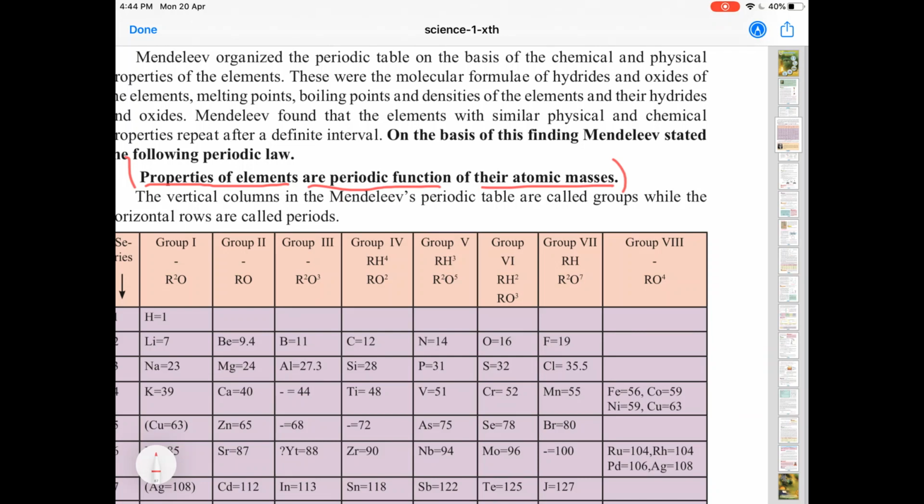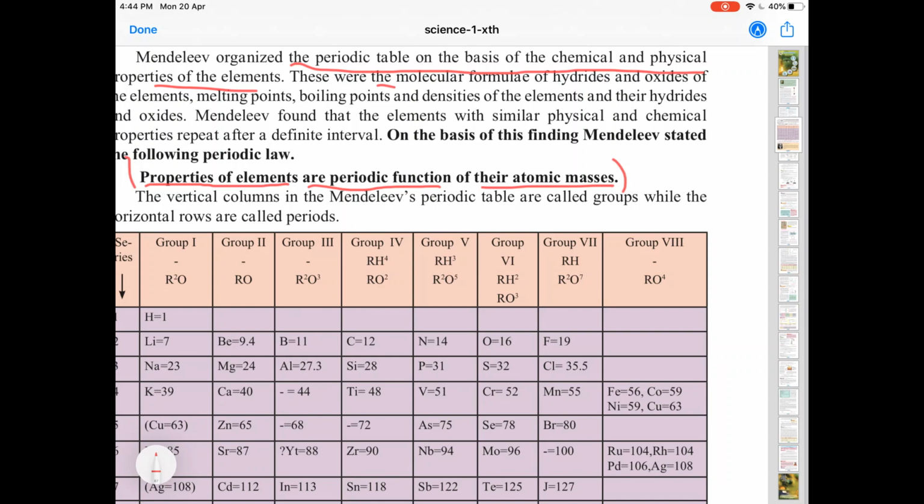So from the statement that the properties of the elements are the periodic functions of their atomic masses, we can come to a fair conclusion. What he meant was that the properties of the elements are repeated at regular intervals and that they are dependent on their atomic masses. So what Mendeleev did was actually he arranged the elements in their increasing order of atomic masses, and he organized the periodic table on the basis of their chemical properties as well as their physical properties.